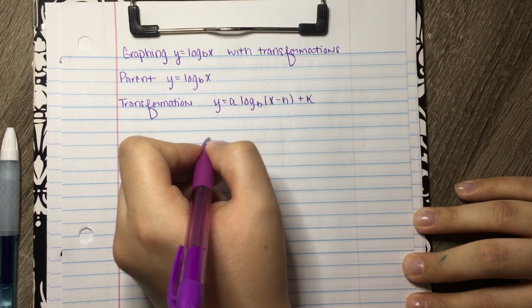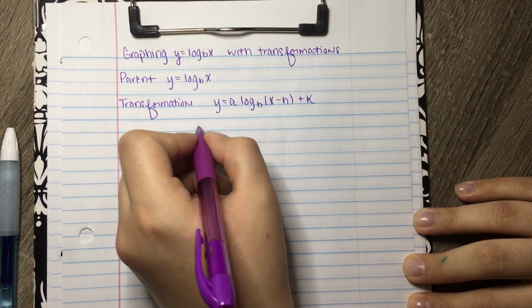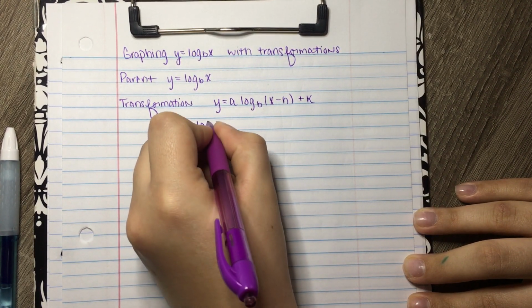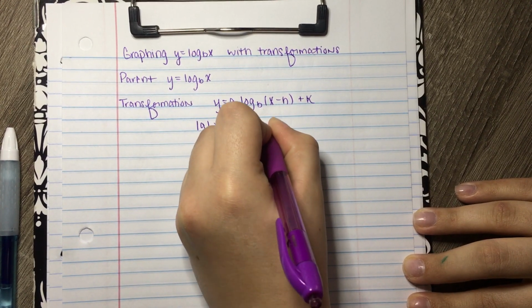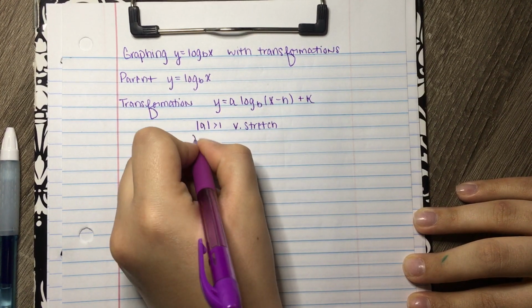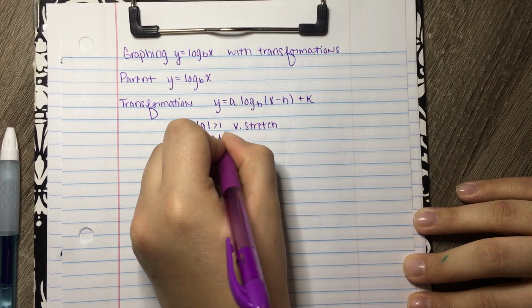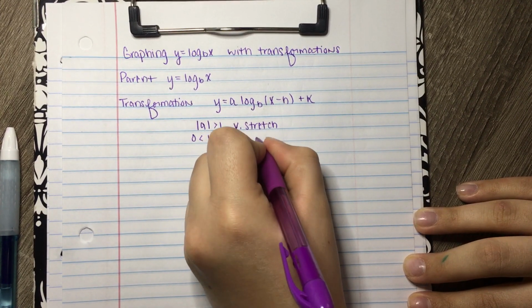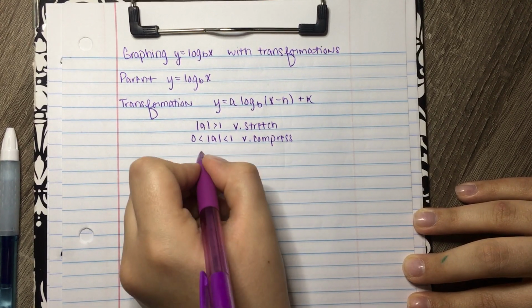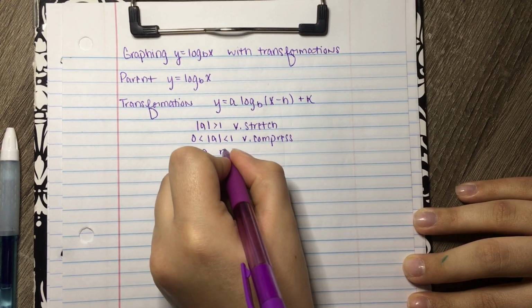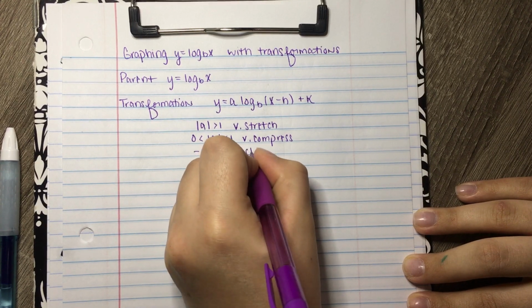So quick refresher, if you're comfortable with this, fast forward the video. If you're not, pay attention. Here we are, absolute value of a when it's greater than 1, that's our vertical stretch. When the absolute value of our a is between 0 and 1, that's our vertical compress. When we have that negative a, that's our reflection over the x-axis.